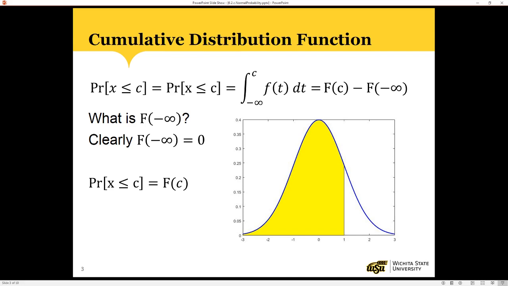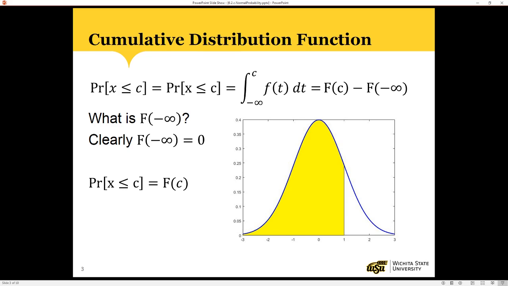For example, what does the cumulative distribution function look like? Well, the cumulative distribution function is the probability that x is less than or equal to some c. In other words, the probability of the interval from minus infinity to c, like in the picture when c equals 1. If we write down this integral from minus infinity to c of f of t dt, we know from our previous chapter's experience that there is an antiderivative, and that capital F of c minus capital F of minus infinity is going to give us the area under the curve.